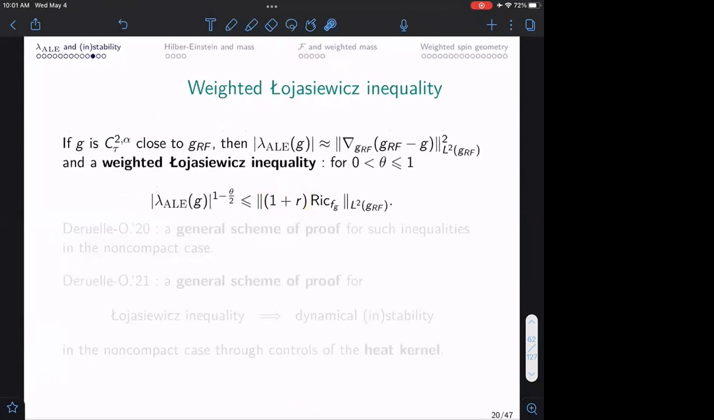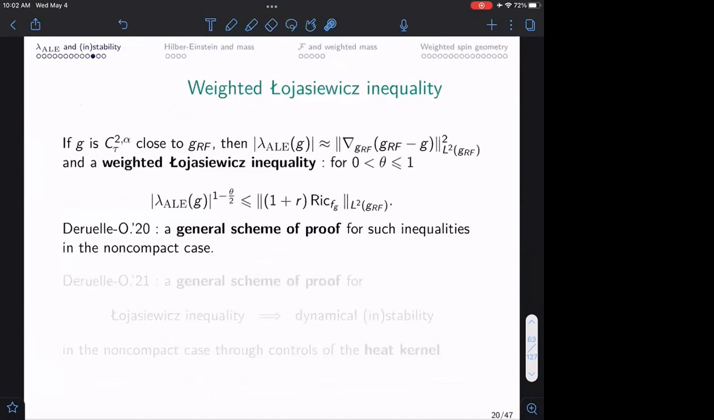And more interestingly, for the stability question, you have a Łojasiewicz inequality, but a weighted one. So you need a weight to have a Łojasiewicz inequality with the optimal exponent, which happens when you're in the integrable case. If you want, I have a slide at the very end about this in just a heat equation for Euclidean space; that's something you can ask your undergrad students to do. It's very simple, but you need this weight. Otherwise, this inequality is false, at least with theta equals 1. Even on Euclidean space, just take your heat kernel, that's a counterexample for the heat equation. And so we have some quantitative control of the metric through this lambda ALE, something you cannot hope for with mass, for instance.